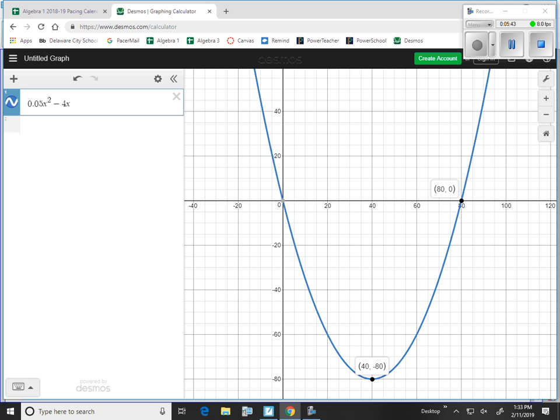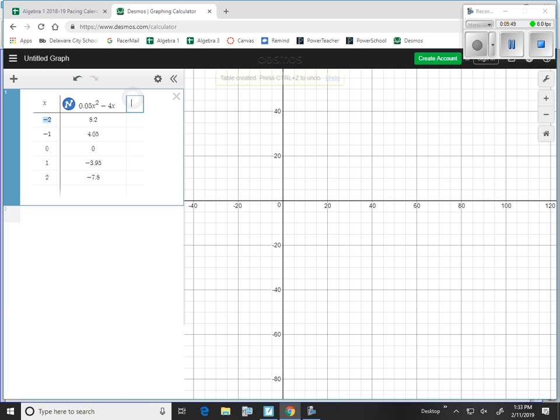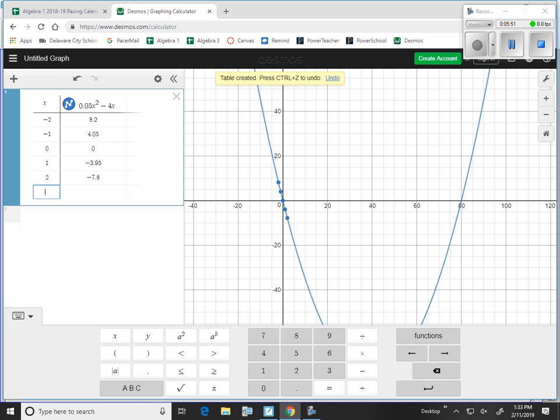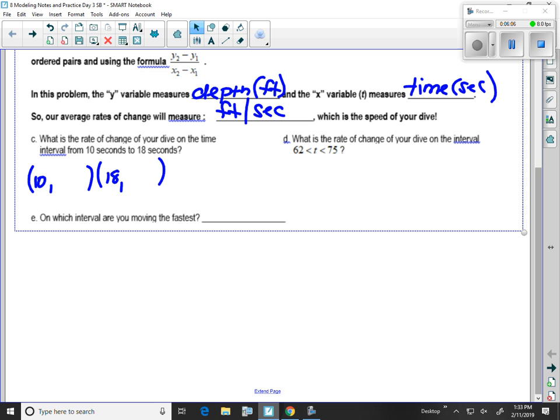Daniel, I want you to think of another way to find this. We can use a table. So we go here, add our table, put in 10, enter, put in 18. There's our coordinate point. So it's 10, negative 35, and 18, negative 55.8.